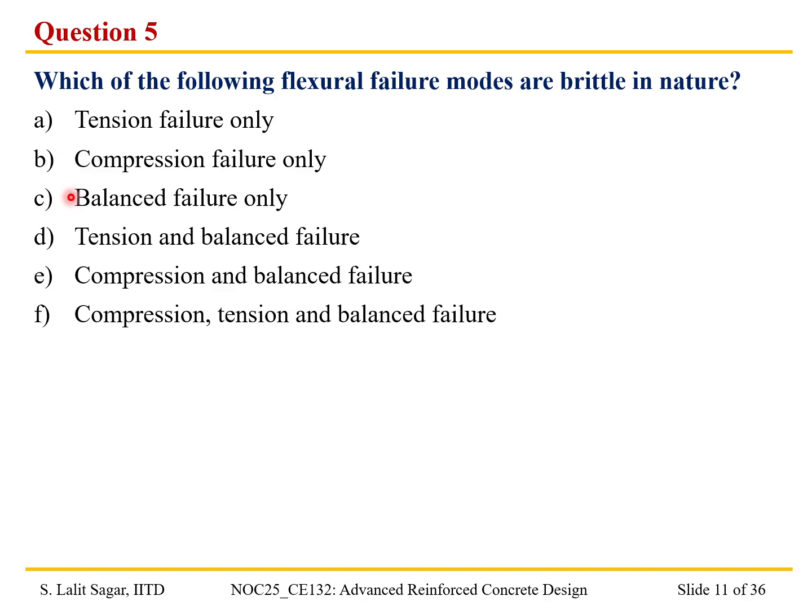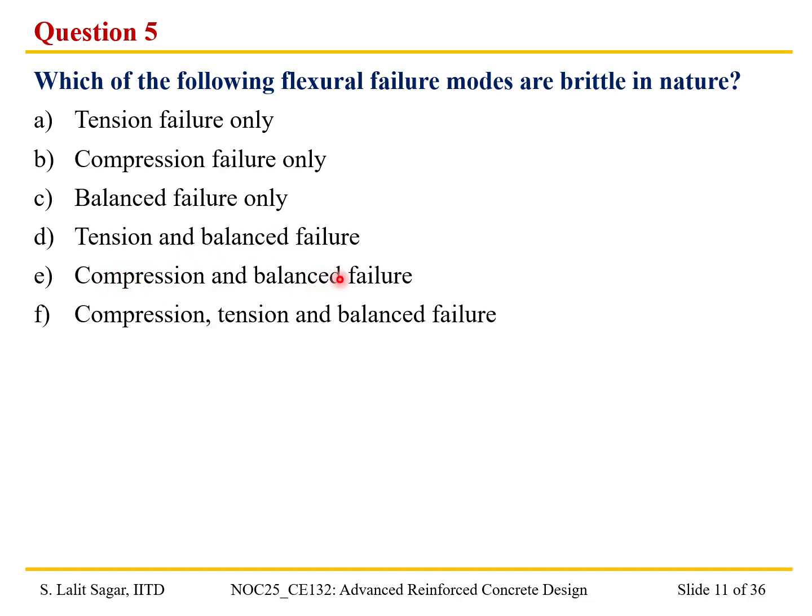Option C is balanced failure only, that is when the compressive stress in concrete is reached at the same time when the yield stress of the reinforcing steel is reached. That is the balanced failure. Then we have the tension and balanced failure, that is the failure of the rebar and the balanced failure of both the concrete and rebar.